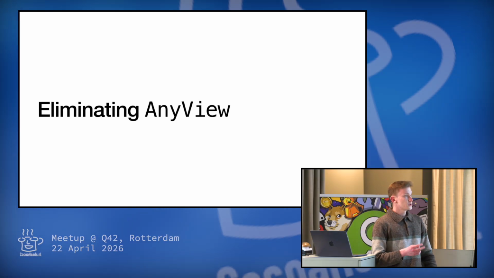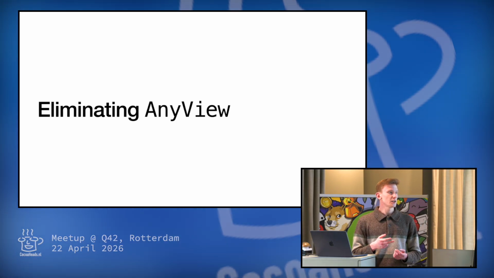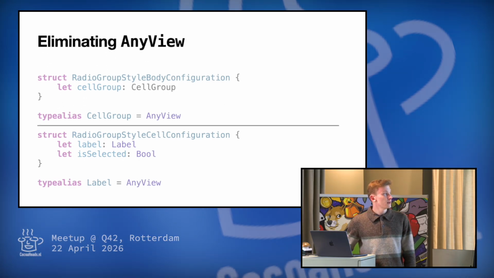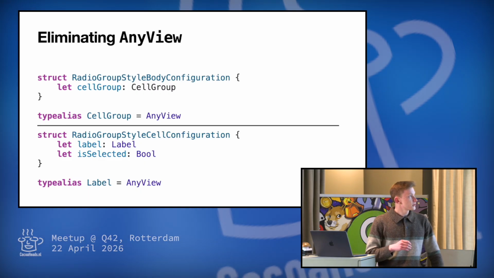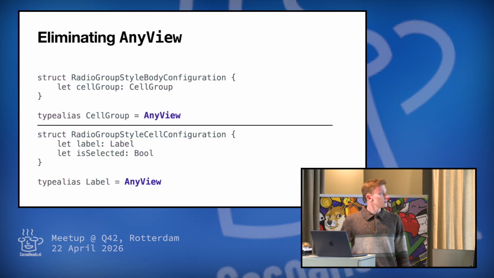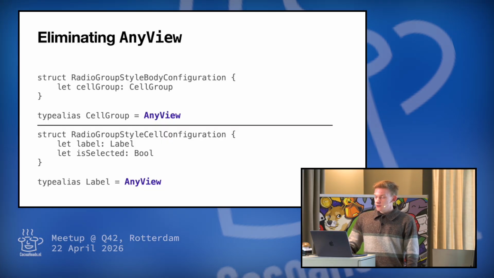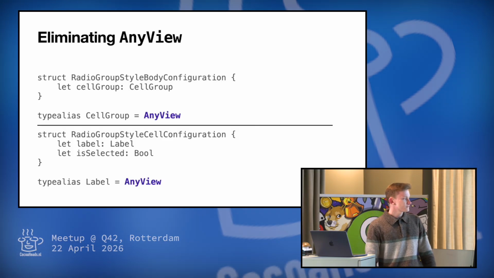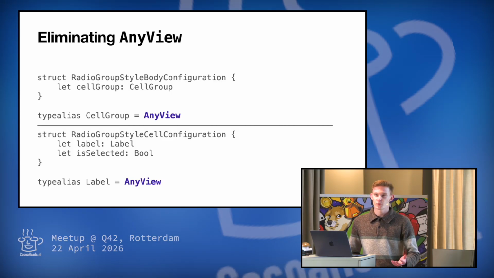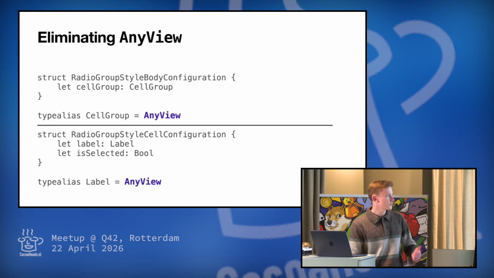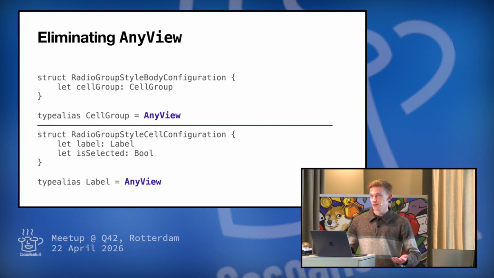So AnyView is currently used in two places. I use it in the configurations, and also I use it to erase the radio group style in the environment. So let's start with the configurations. AnyView is used to erase the views. Now, when I'm tackling these kinds of problems, I usually look around me because there's a lot of clever people in this world that are facing the same issues. And in fact, Apple's also faced this issue when they made the button style and the toggle style and the picker style. So let's have a look at what they've done.